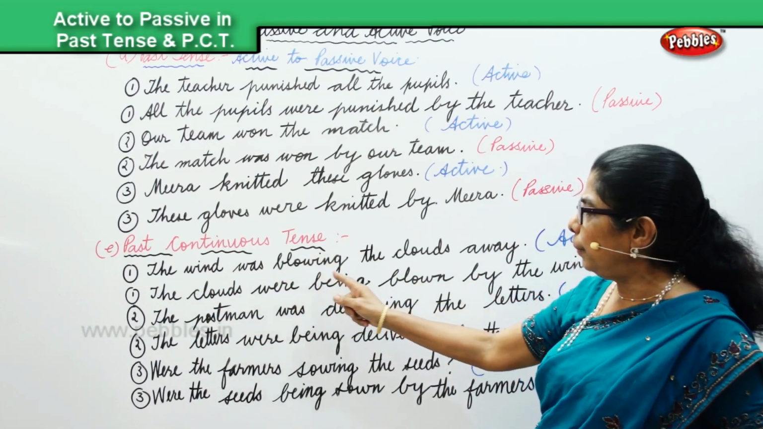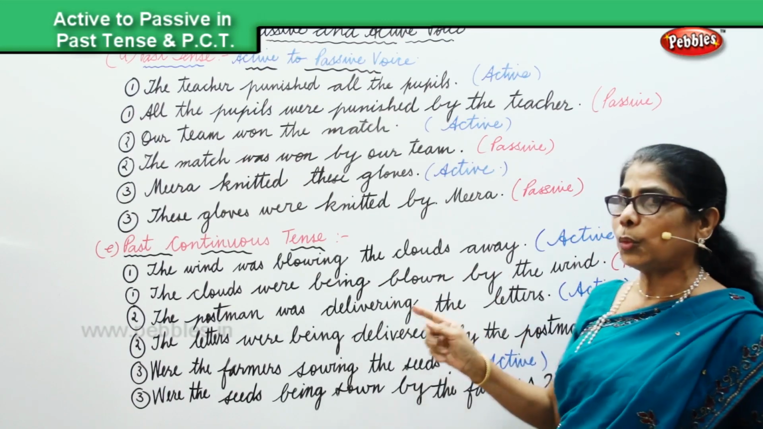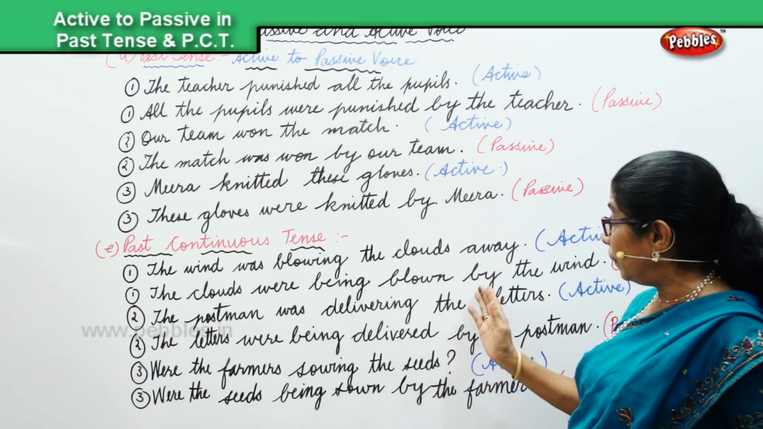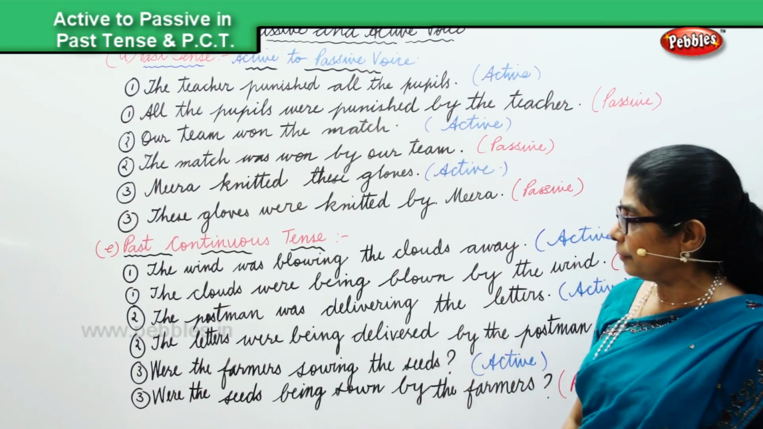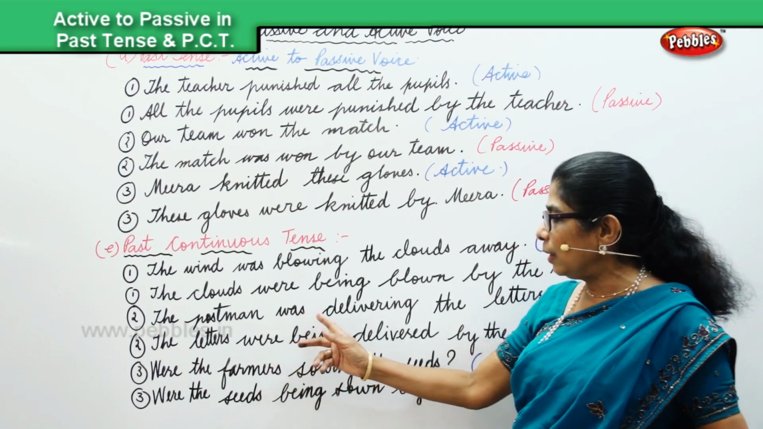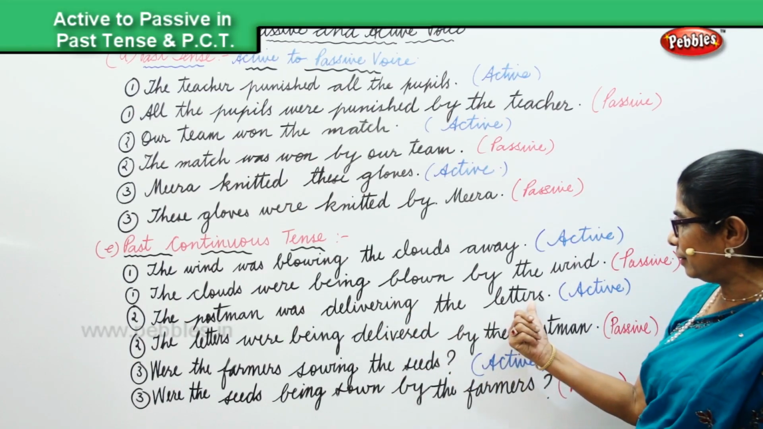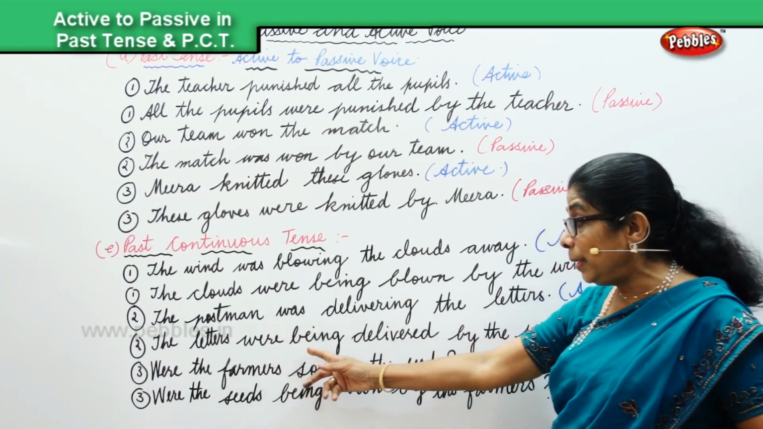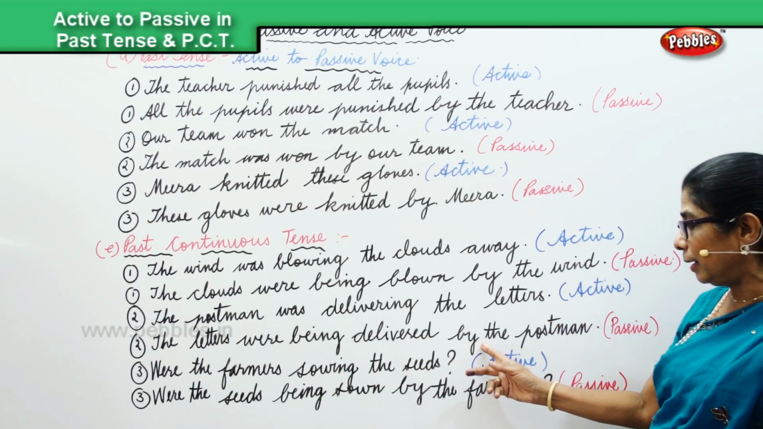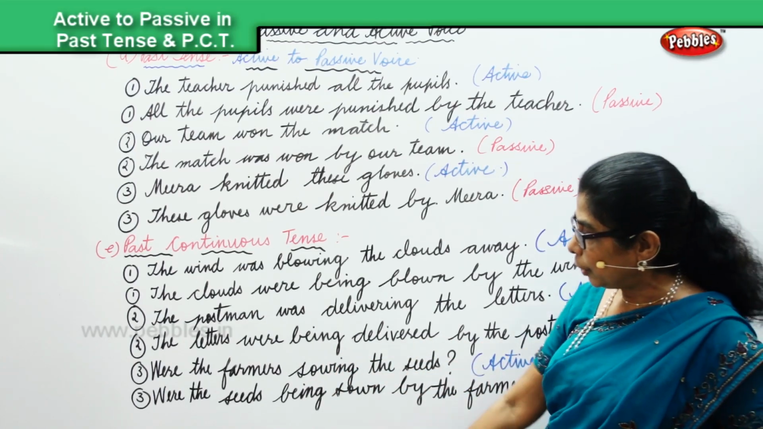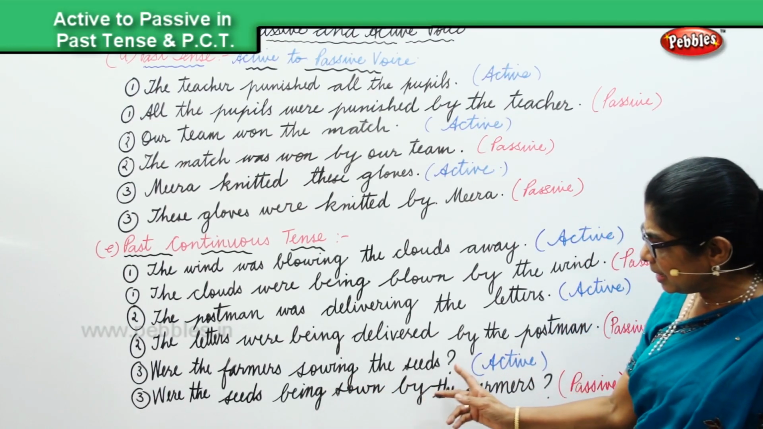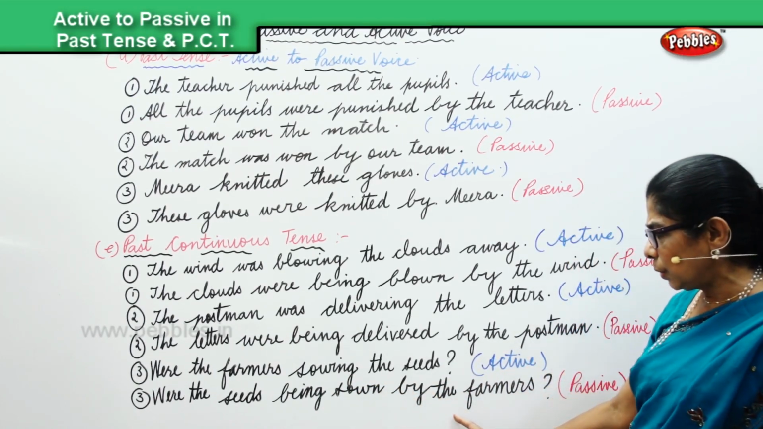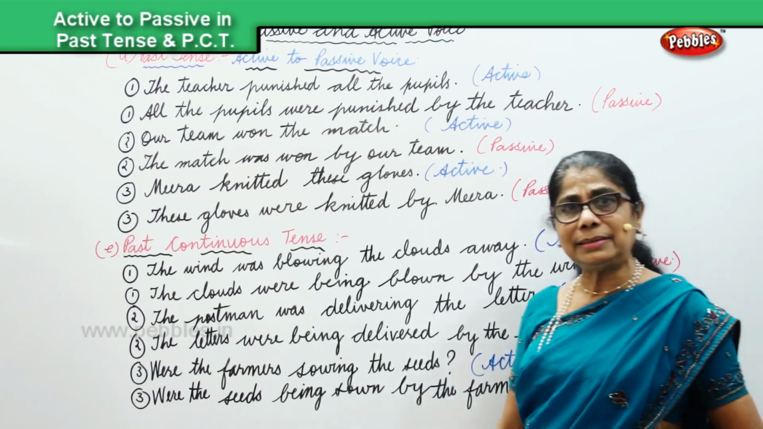And now we look at the past continuous tense. The wind was blowing the clouds away. Active. The clouds were being blown by the wind. That is passive. The postman was delivering the letters. Active. The letters were being delivered by the postman. Finally, were the farmers sowing the seeds? Active. Were the seeds being sown by the farmers? Passive.